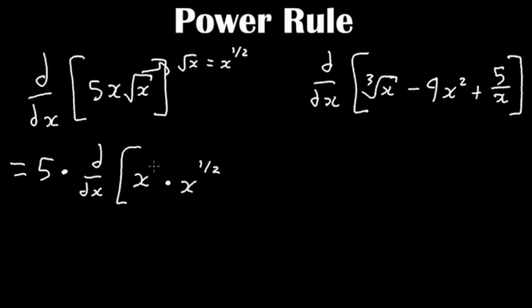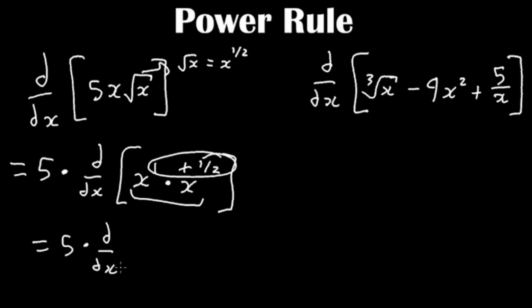So notice x, that's just x to the first power. When you're multiplying two things with the same base, you can just add the exponents. So we can just add these and combine this into one base. So this is 5 times the derivative of x, and then 1 plus 1/2, that's 3/2. So the derivative of x to the 3/2.